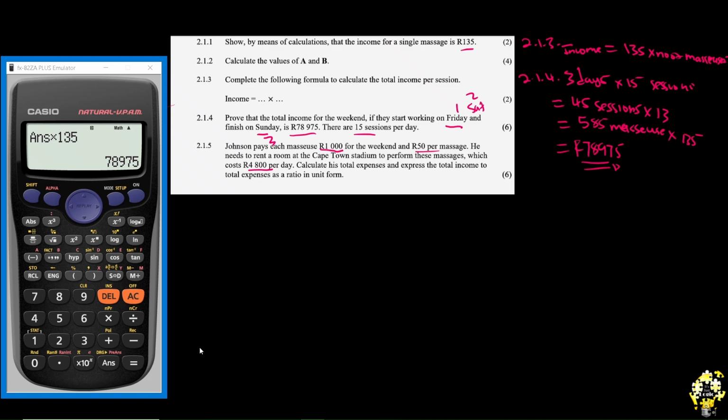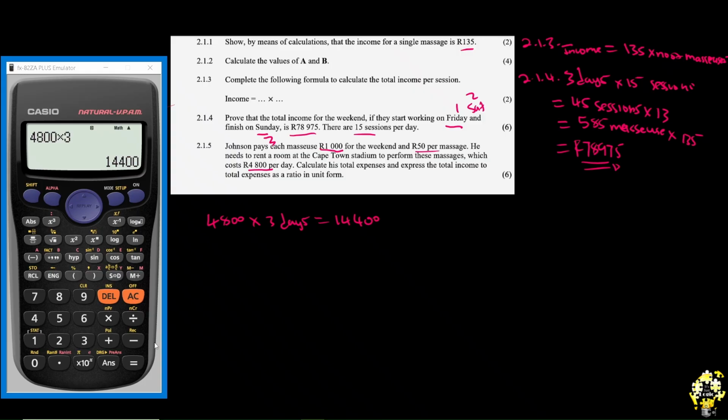The first thing that we are supposed to do here is that we are supposed to calculate for the day how much is he going to be paying for the room in the Cape Town Stadium. So for that particular one, we are simply going to say that he's going to be around for 3 days, which is the weekend, and he's going to pay per day 4,800 for 3 days. What do we get? So 4,800, you pay it for 3 days consecutively, you end up having to pay 14,400. That was just for the room. Now, he has hired 13 masseuses.